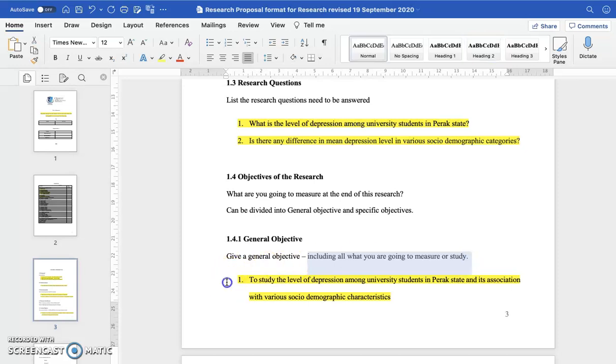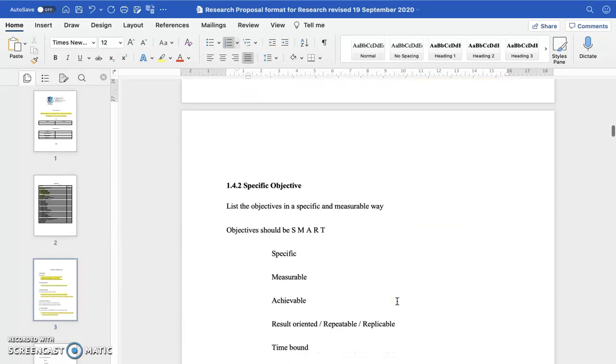So in this study, the general objective is to study the level of depression among university students in Perak State and its association with various socio-demographic characteristics. We are combining both together. One is the level of depression among university students in Perak State, and its association with various socio-demographic characteristics.